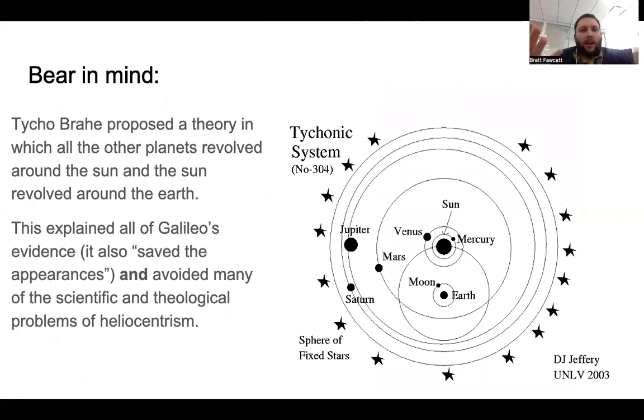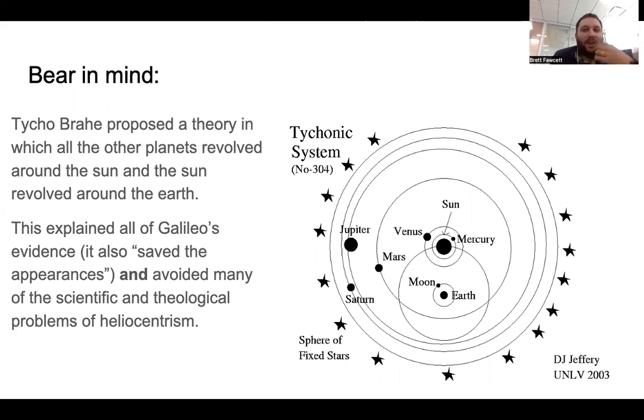And again, bear in mind, Tycho Brahe, who was a Lutheran scientist, proposed a theory where all the other planets revolved around the sun, and then the sun revolved around the Earth. And you'll notice that explains all of the data that existed at the time, like the moons of Jupiter and everything. It saves the appearances. And it also avoids a bunch of the scientific and theological problems of heliocentrism.